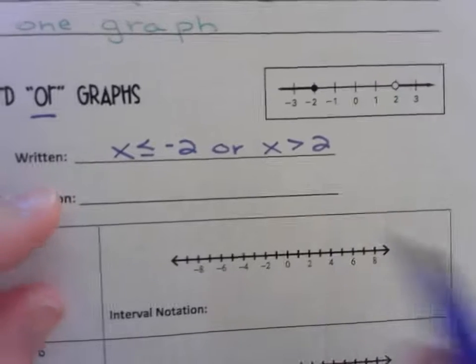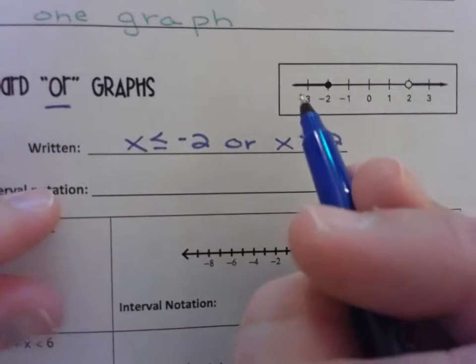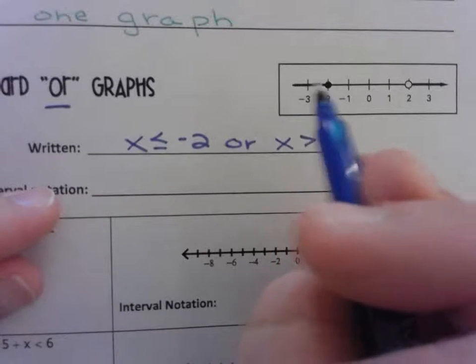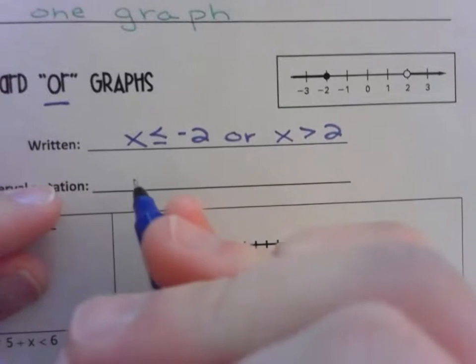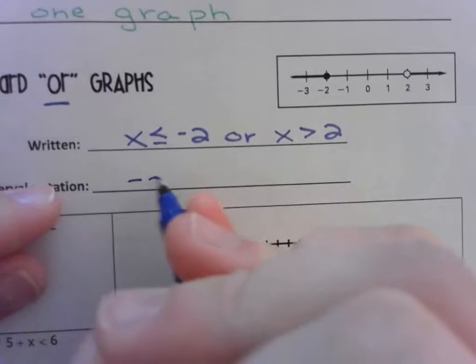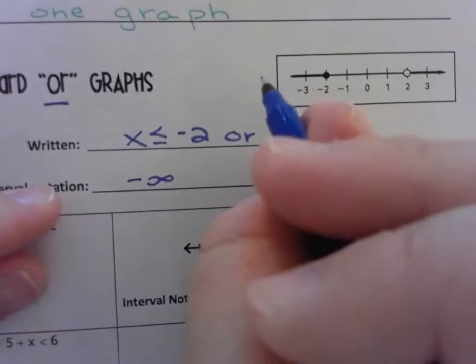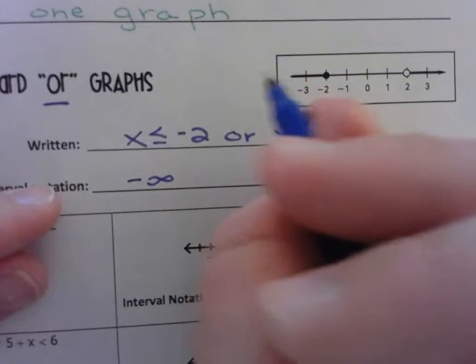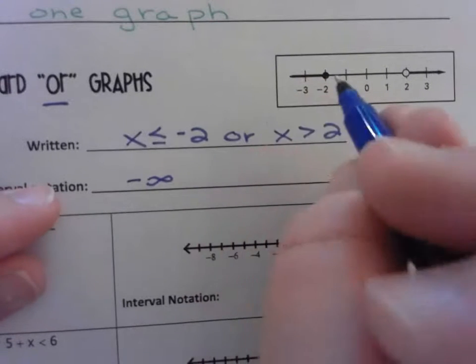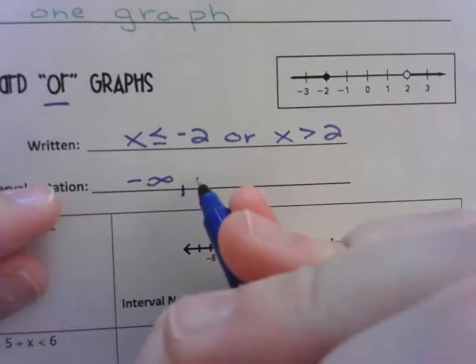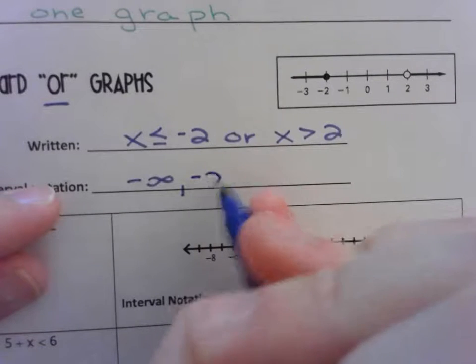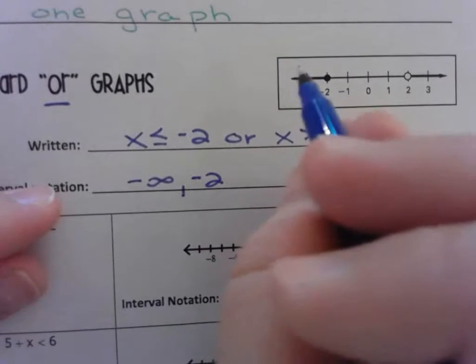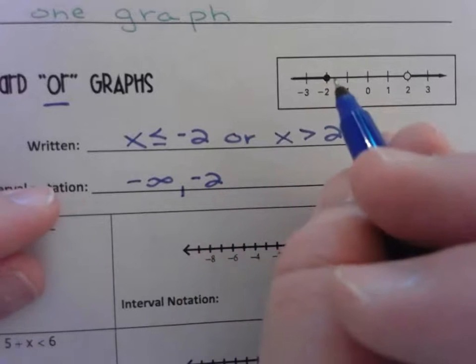Inequality on the left. If I write that in interval notation, I start from the left. I'm going to start with what? Negative infinity, because it goes to the left. I notice I don't have an ending point, so it's negative infinity, comma, negative 2. So that's the one on the left.